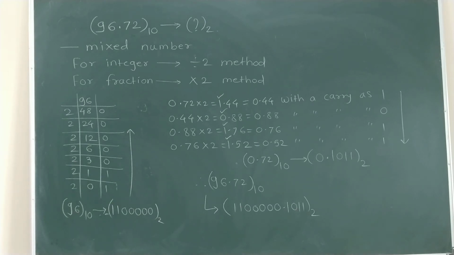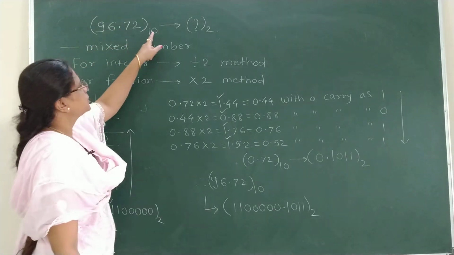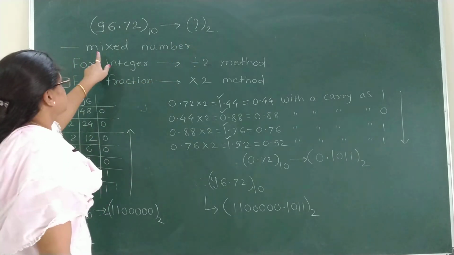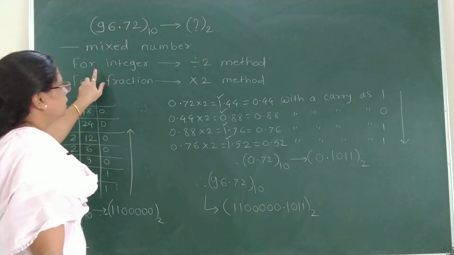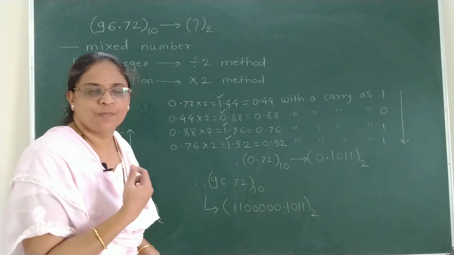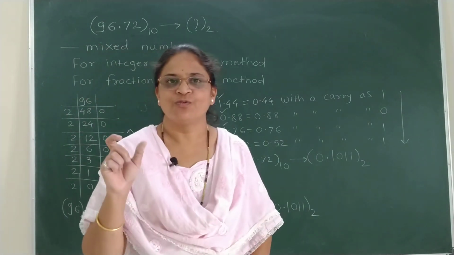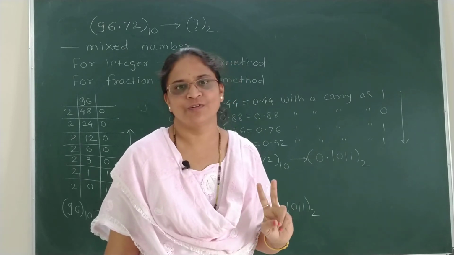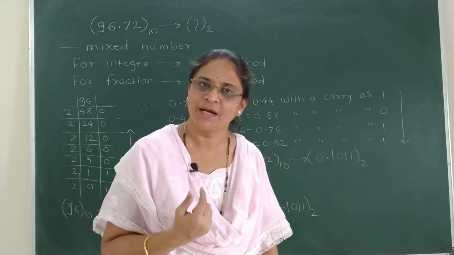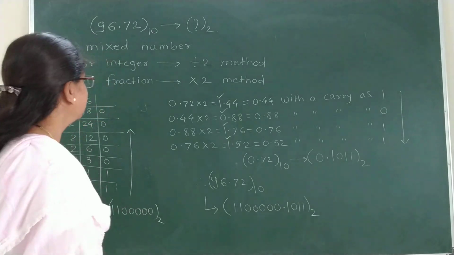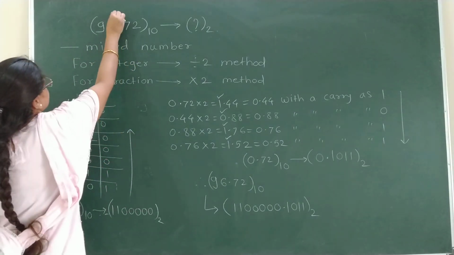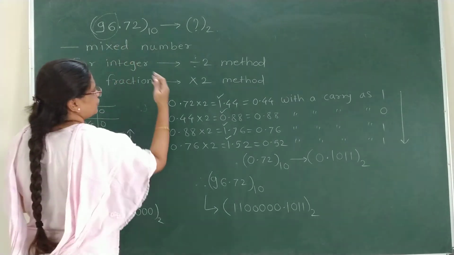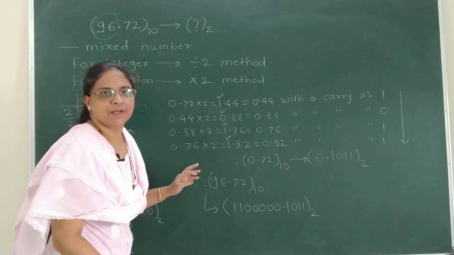Given number 96.72 to the base 10, converted to the base 2. As it is a mixed number, we know how decimal to binary conversion takes place. For the integer part, we have to use the divide by 2 method. For the fractional part, we have to use the multiply by 2 method. Similarly, here separate the integer part as 96, use the divide by 2 method, and for 0.72 use the multiply by 2 method.